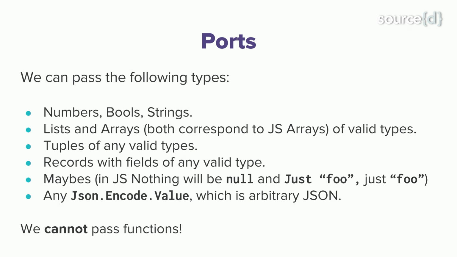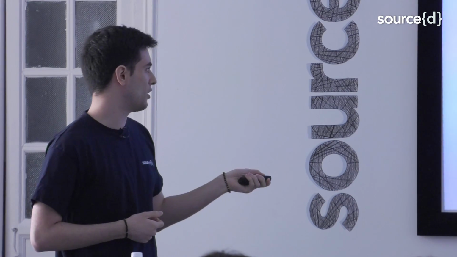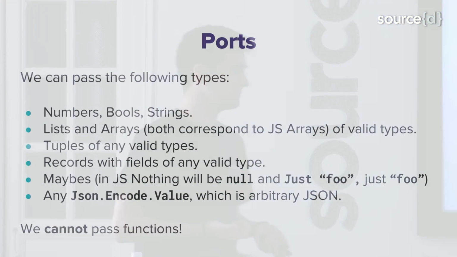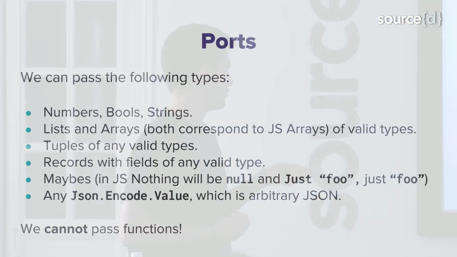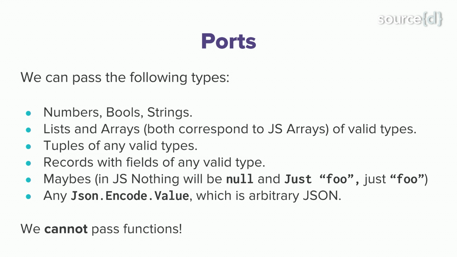So we can only pass basic types, lists, arrays of basic types, tuples and records, everything of basic types. And also we can pass any JSON encode value, which is arbitrary JSON. And some types, like maybes, lists, arrays, tuples, and records, are transformed to their JavaScript counterparts for it to be easier for the user. You wouldn't want to have to unwrap the maybes in JavaScript, they are just converted for you.